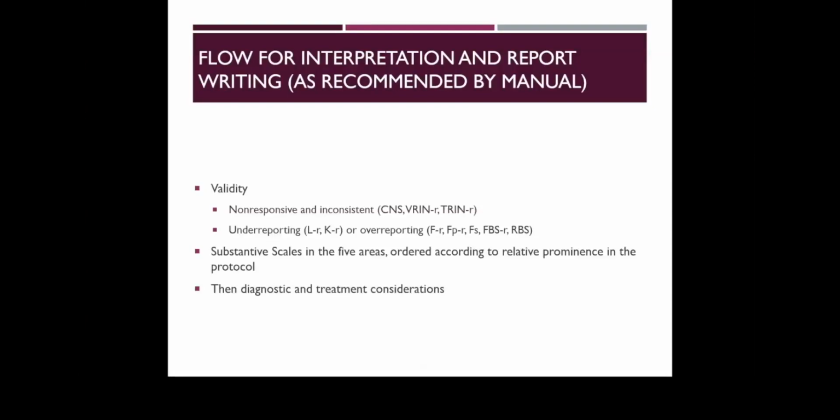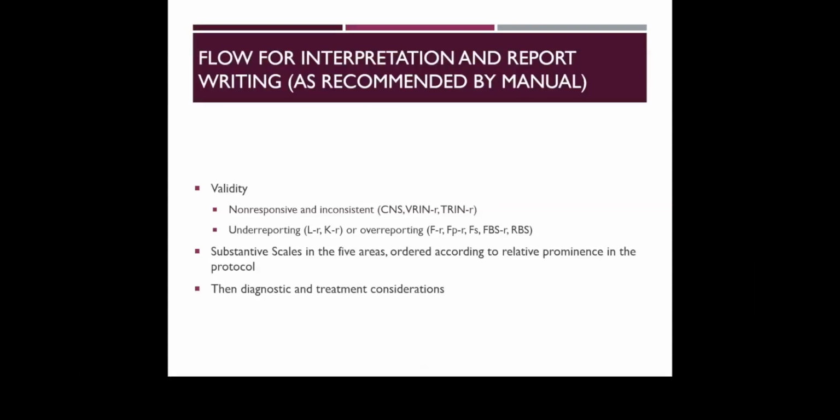Then the manual recommends you interpret the various substantive scales in the five areas, and you will see the five areas on the worksheet. So somatic cognitive scales, emotional dysfunction scales part one, which are the RCD facets, emotional dysfunction scales part two, which is the RC7 facets, behavioral dysfunction, interpersonal dysfunction, and thought dysfunction, which is actually not five areas, 1, 2, 3, 4, 5, 6.